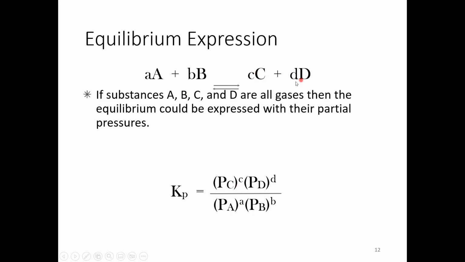So again, C and D are our products, A and B are our reactants. We're going to take the partial pressure of those substances, still have products on top, reactants on the bottom, and we're still going to raise them to the coefficient in the chemical equation. A very similar idea. It's just instead of using the concentration, so instead of using molarity, with the gases, we can use the partial pressure as a substitute.